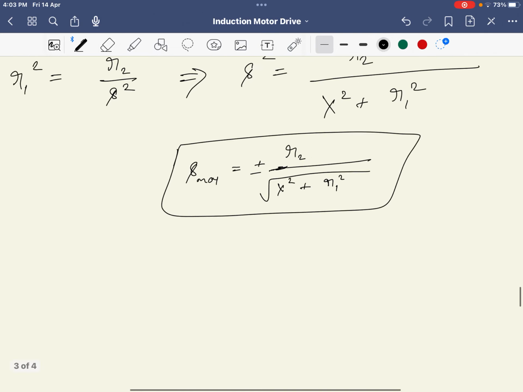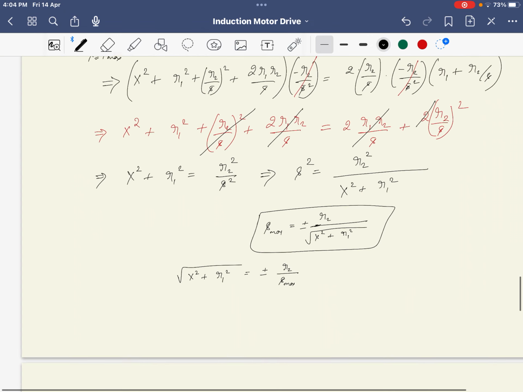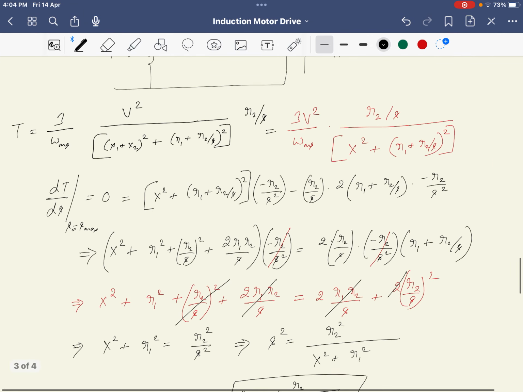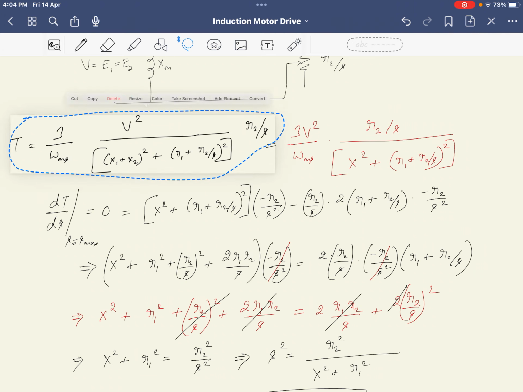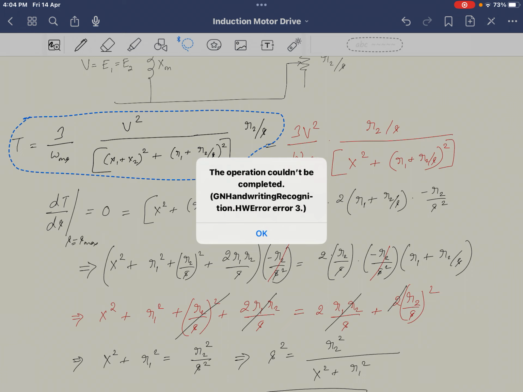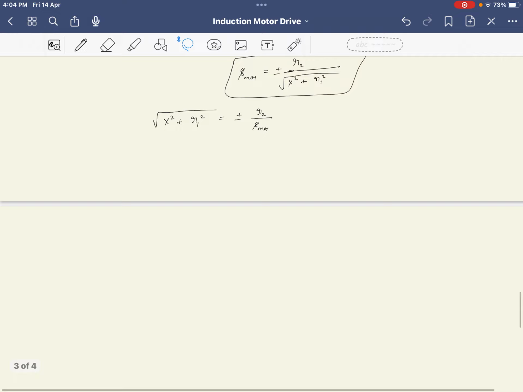So this will be the formula of S max, or we can rewrite that root over of X square plus R1 square is equal to plus minus R2 by S max. This is also one term we can use. So where is the main equation? This is the main equation. So let us take the main equation from here, and then we will put it over here.